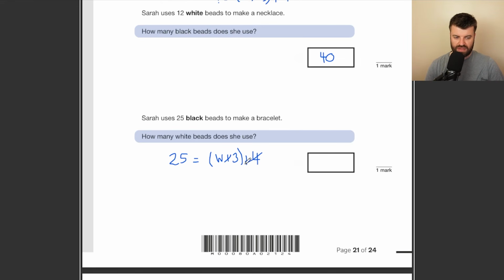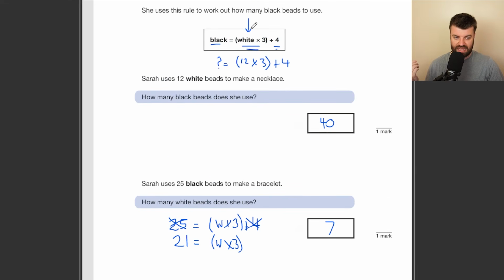So take away 4 off this side. We get rid of that plus 4 because plus 4 take away 4 cancels out. And if we take away 4 here, we get 21. So 21 equals white times 3. So now it's just a times tables question. What do we multiply by 3 to get 21? The answer is 7. If you wanted to check, you could put 7 in here. 7 times 3 is 21, plus 4 is 25. 25 black beads from the question.